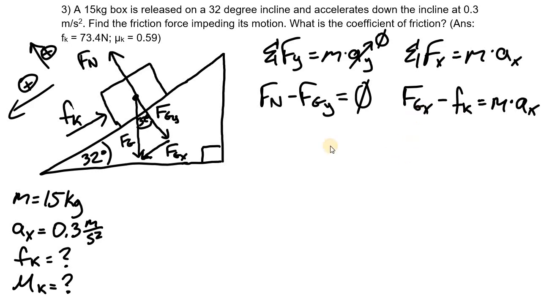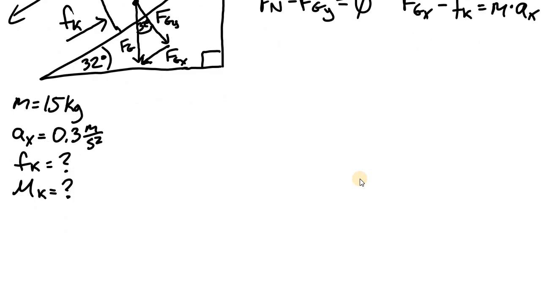To do that, I'm just going to scroll down a little bit, just like we did in the last problem, and I'm going to redraw my triangle over here. And we have our 32 degrees in here, our FG, FGY, and FGX.